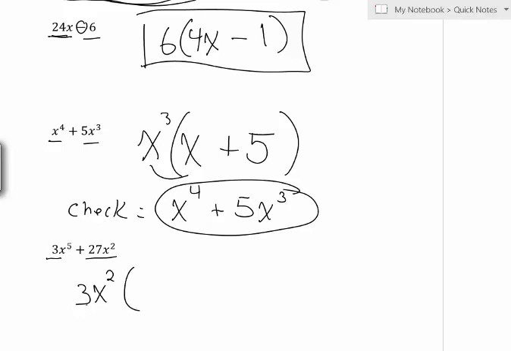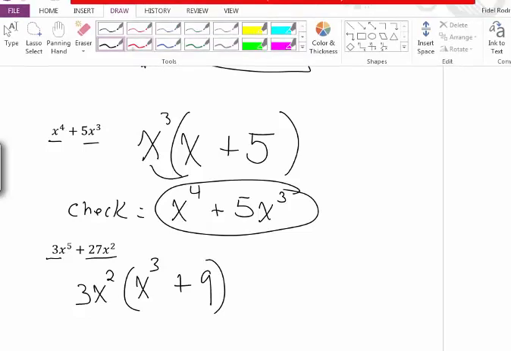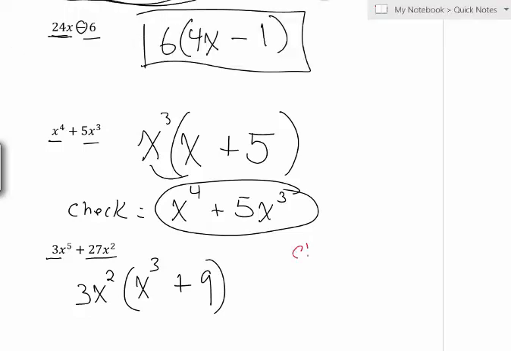So I already took the 3 out. If I had an x to the fifth and we took out 2 of them, we should still be left with an x to the third. And 3 goes into 27 9 times. We had an x squared, but we took it out. And so we're done.